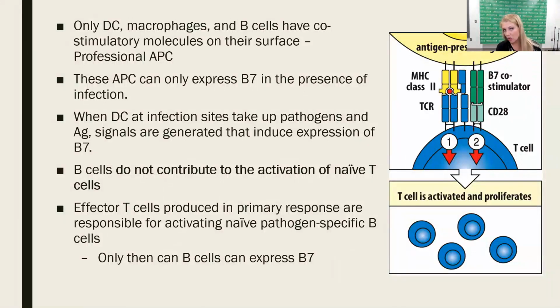And so B cells are not going to contribute to T cell activation. Macrophages really don't either, but it's dendritic cells that will have that initial co-stimulatory molecule. So now it's not even a naive T cell anymore. Now we have a mature T cell that has been activated, and it will go on through a process of proliferation and differentiation. When those effector T cells that come out of this proliferation and differentiation go out to drive the immune response, they will interact with antigen-specific B cells, and at that time, B cells will express B7 and interact with T cells, but only then will B cells be able to express B7. So they're not involved in the initial activation, but rather it's dendritic cells.